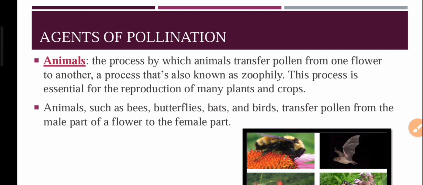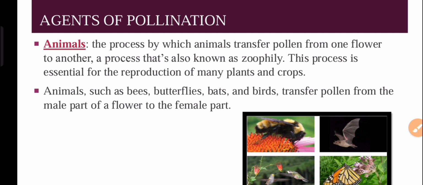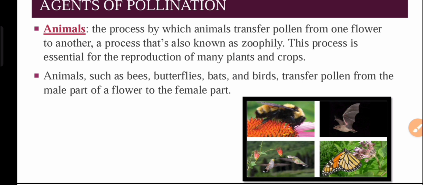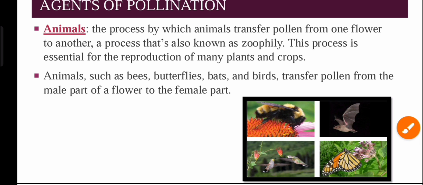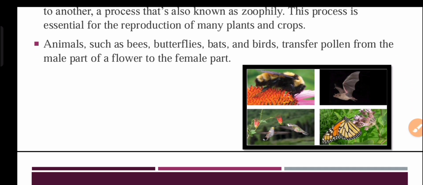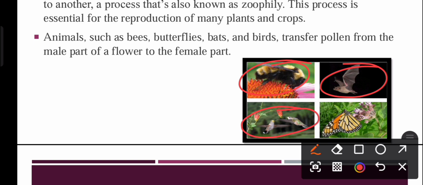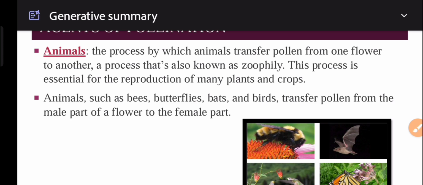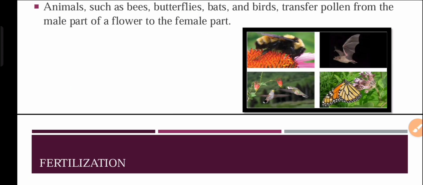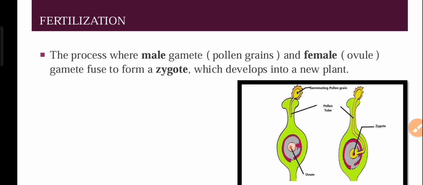And coming to animals, the process by which animals transfer pollen. Here animals are the agents that pollinate, carrying pollen grains from one plant to another. This process is called zoophily. This process is essential for reproduction of many plants and crops. Animals such as bees, bats, birds, butterflies and insects are called animal pollinators, or zoophilous.